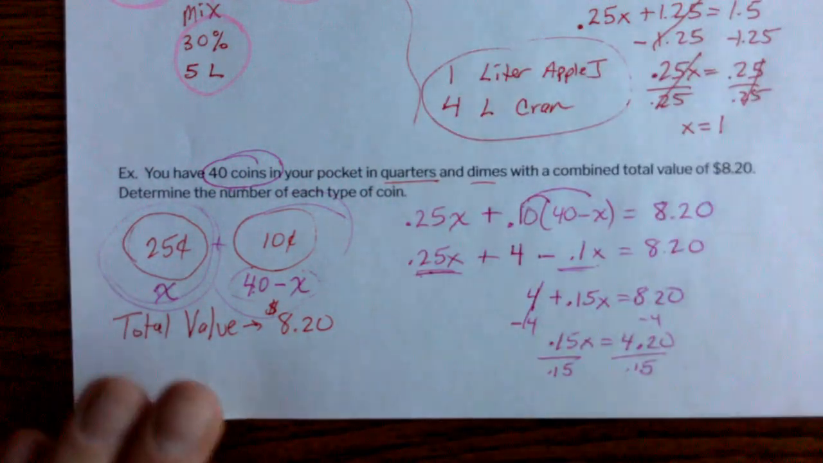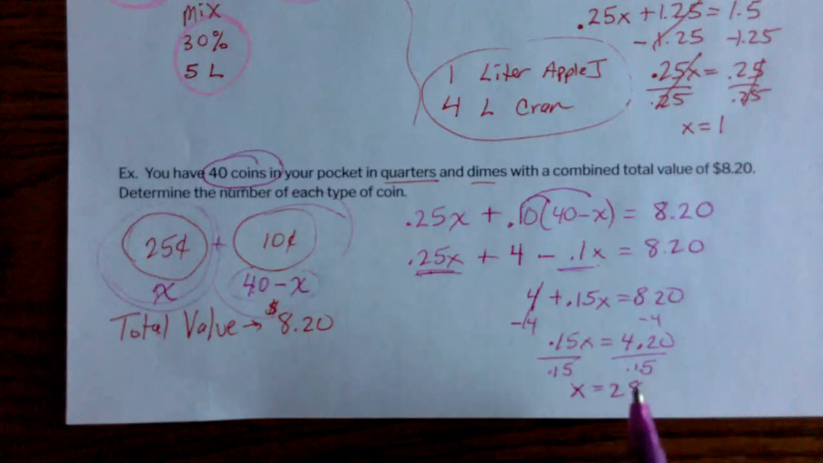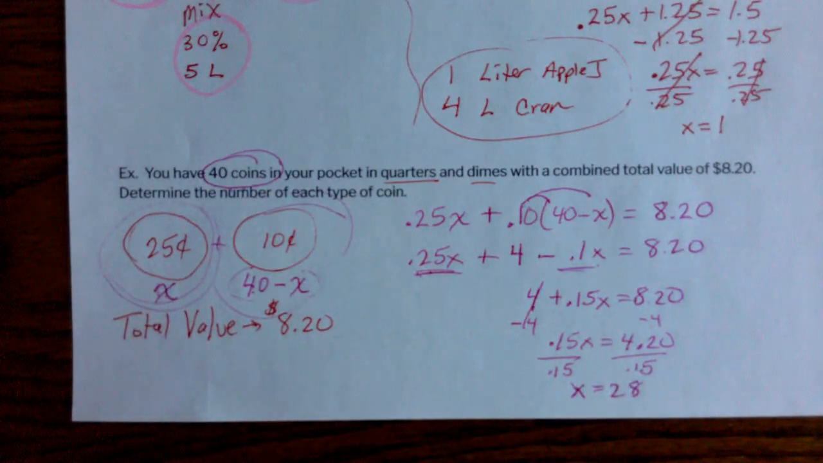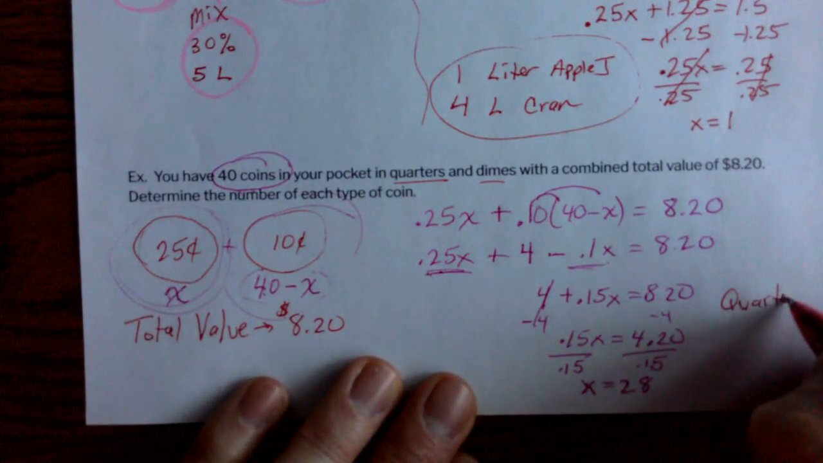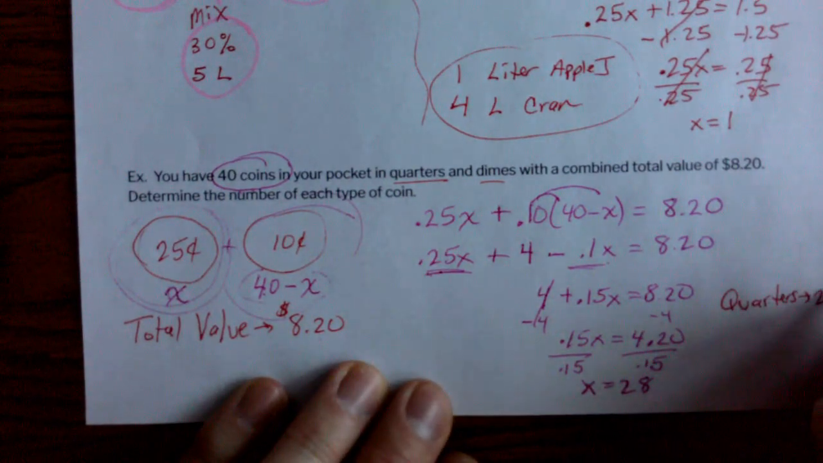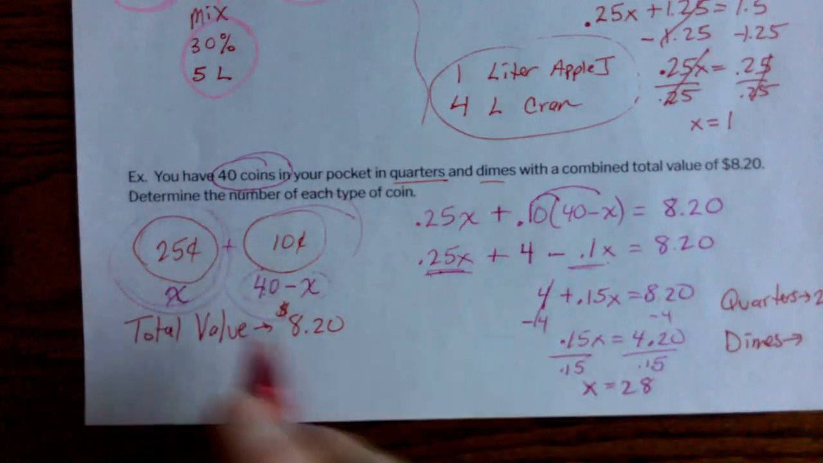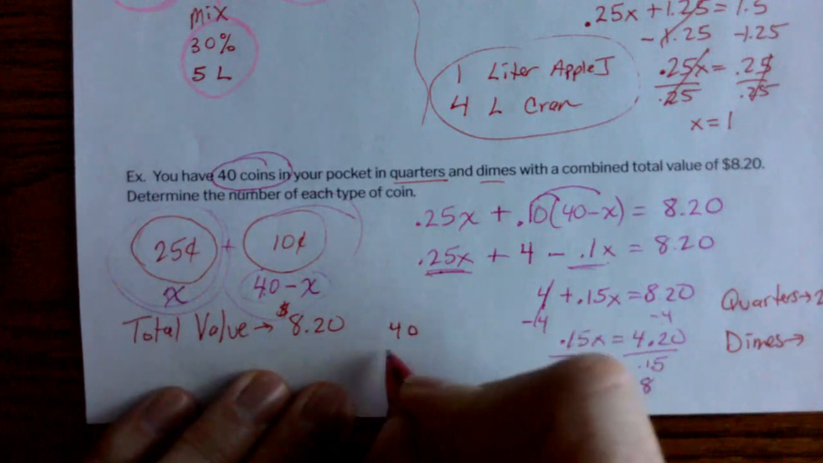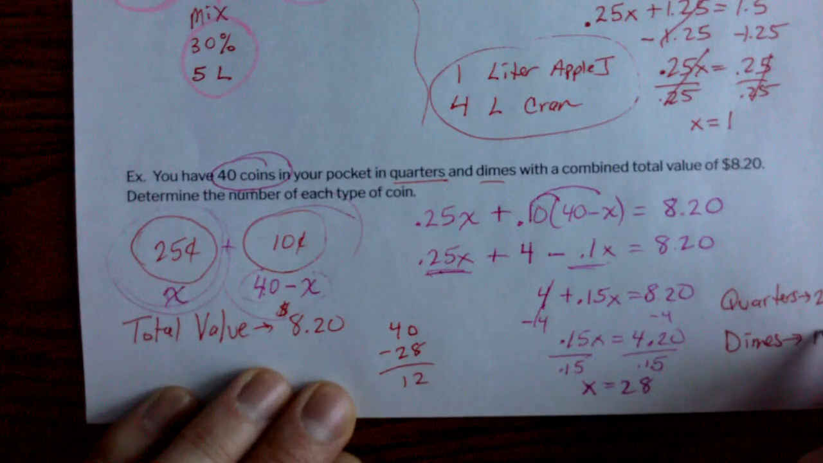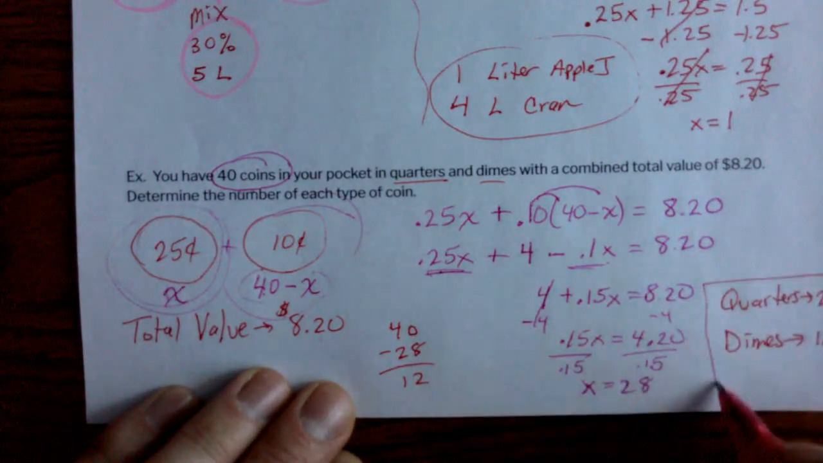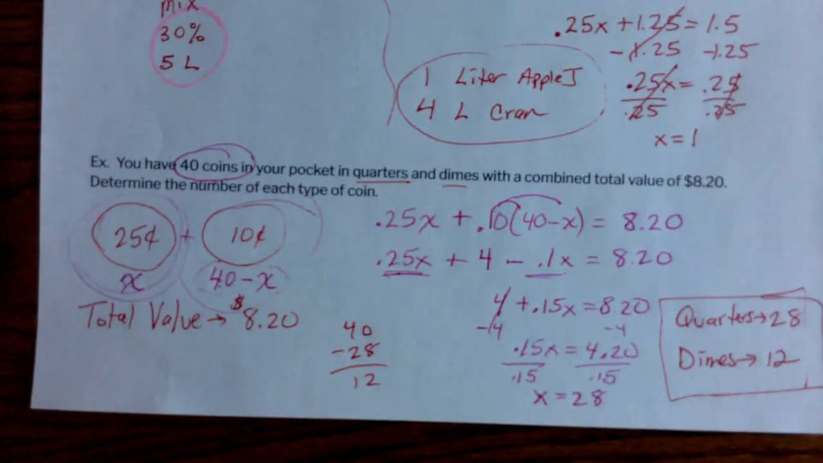Boom. It's like I've done this problem before. All right, so x is 28. Remember that stood for the quarters. You always go back to the beginning and you're like, oh, 28 quarters, which is going to leave us with 12 dimes. Looks like it might be off the picture a little bit, but 40 minus 28 gives me those 12 dimes. And then if you know what their value is, checking our work, you can see that it comes out to $8.20. And it works.